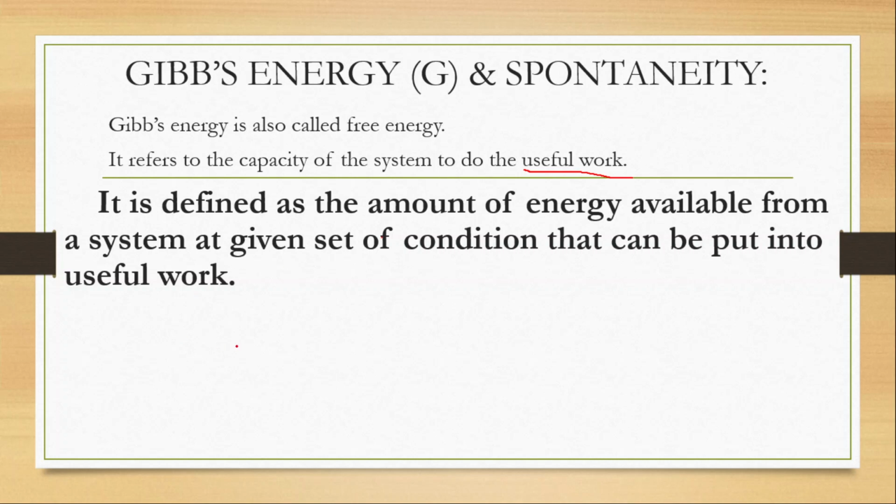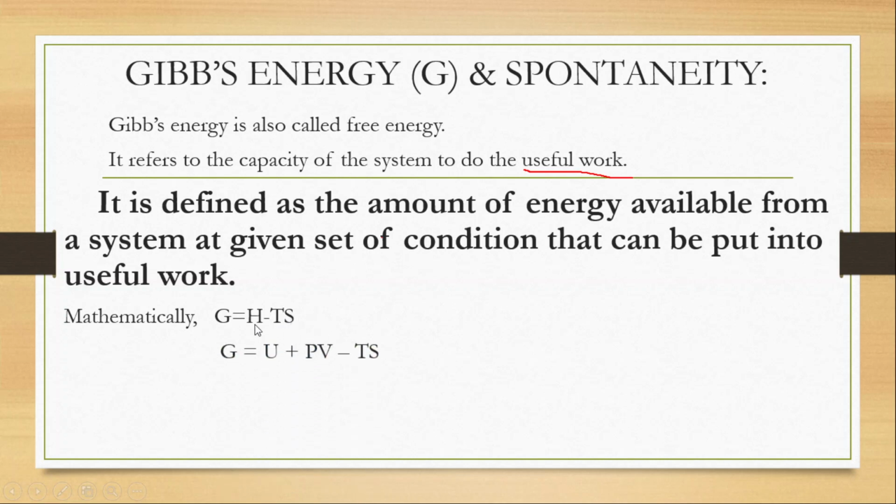We'll move on to the mathematical equation. How we are going to relate this mathematically, we shall see. Mathematically, Gibbs energy can be written as G equals H minus TS. So G is Gibbs energy or Gibbs free energy, H is nothing but enthalpy, T is the temperature of the system, and S is nothing but the entropy of the system. Clear?